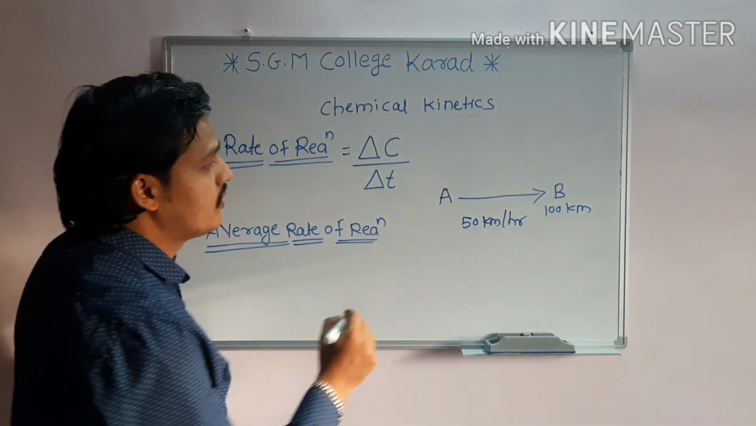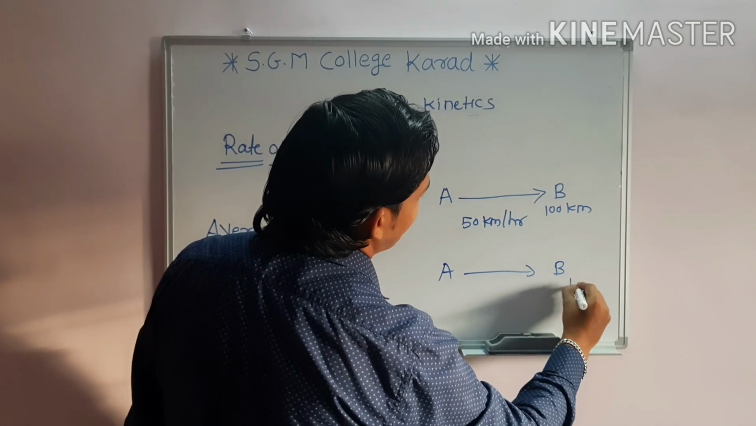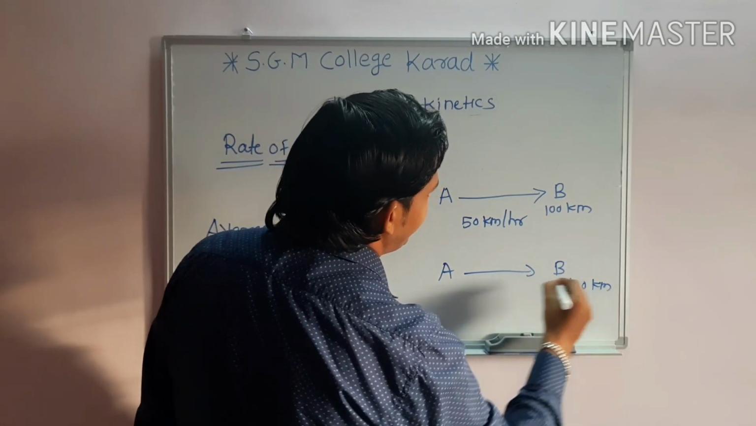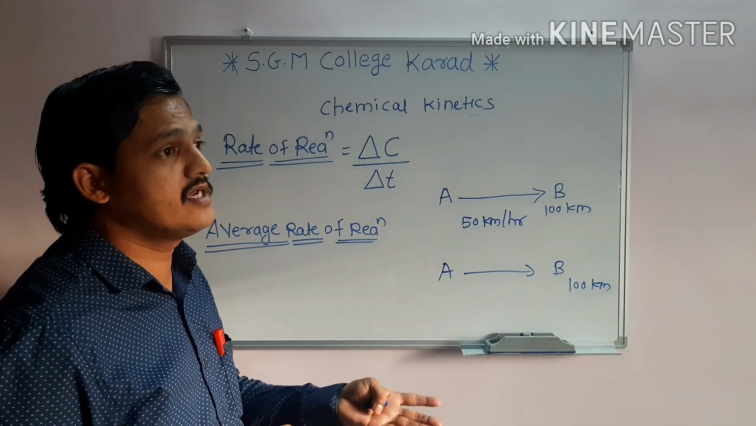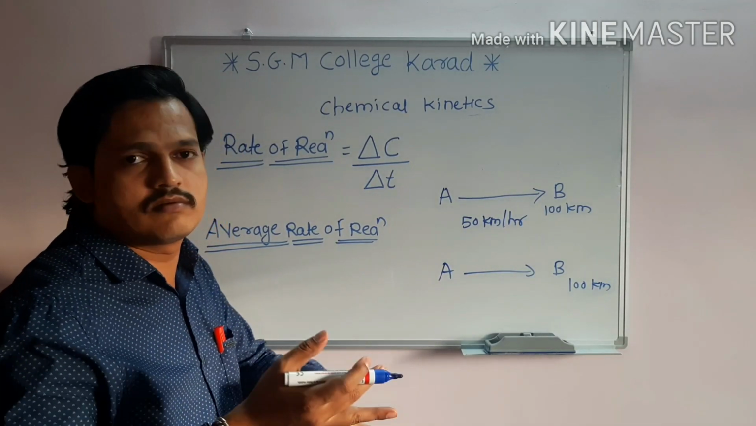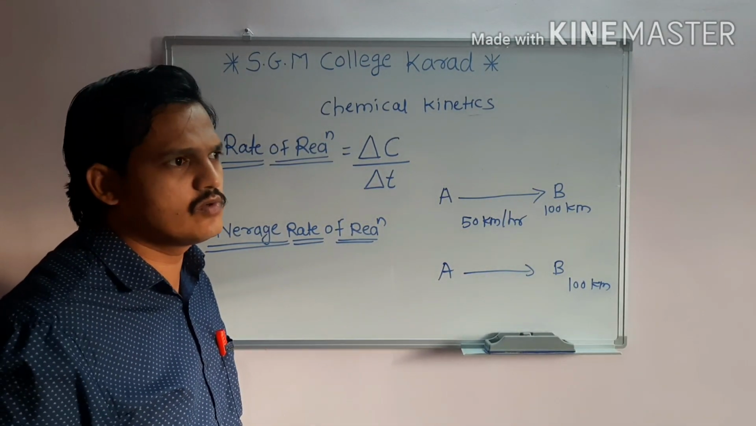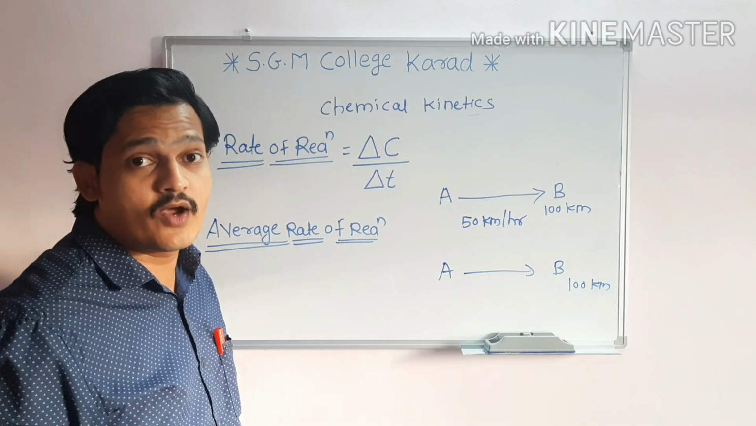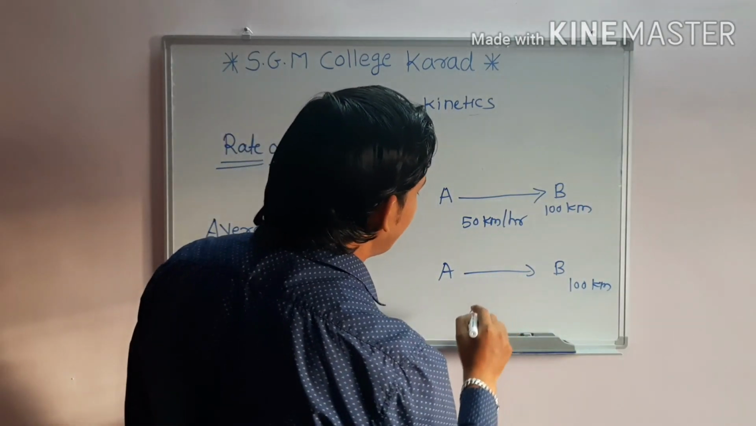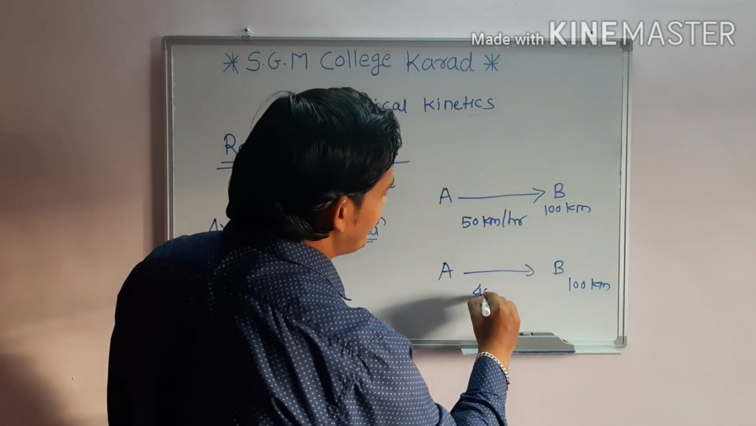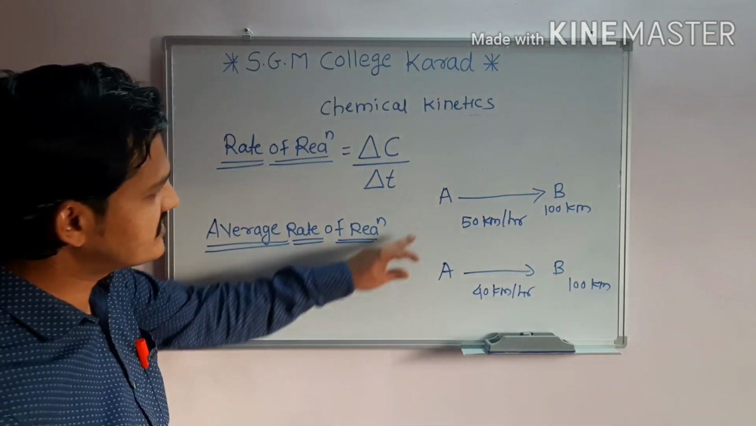Okay, now I want to go A to B 100 kilometer. Now my speed is changing a lot. Let us say some distance I went at a speed of 60, some distance at a speed of 30, some distance at a speed of 20. What is my exact speed? Now I am calculating my average speed. We understand the meaning of average. My average speed is 40 kilometer per hour. This is the basic difference.